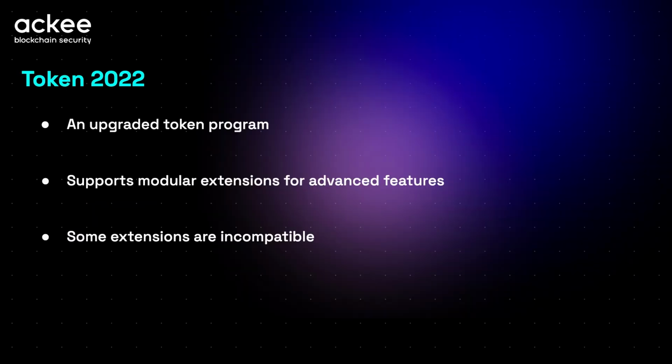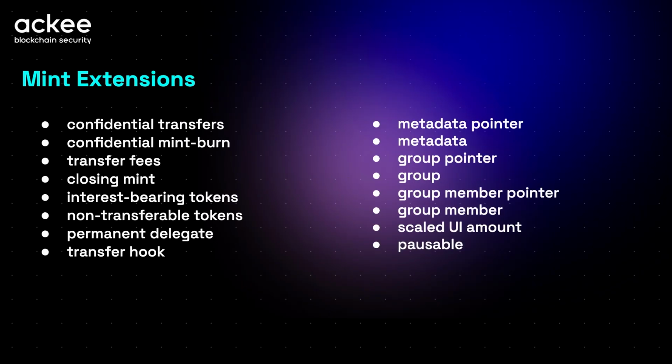Initially, there was only the SPL token program, but this original token program only provided limited functionality, so a bit later the Token 2022 standard came out, which is a backwards compatible but upgraded version, and it provides all of the functionality offered by the original token program, but it builds on top of it and supports modular extensions for advanced features. There are two kinds of extensions: the mint and account extensions. Here's the list of the mint extensions.